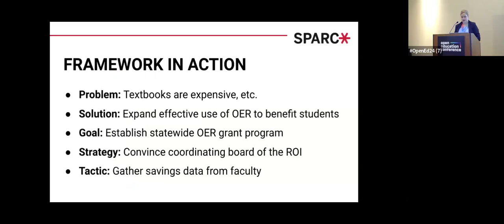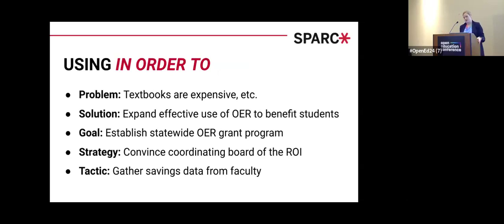So let's see the framework in action. Here's an example. So problem could be, that problem statement I read out to you before. Textbooks were expensive, et cetera. The solution is to expand the effective use of OER to benefit students. A goal might be to establish a statewide OER grant program. A tactic or a strategy could be to convince some sort of coordinating board or body with influence of the return on investment. And a tactic could be, for example, gather savings data from faculty to inform their decision.